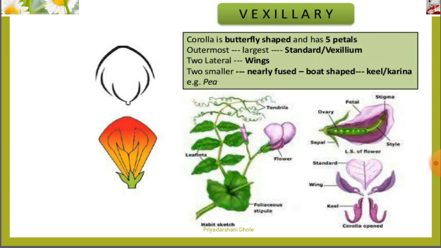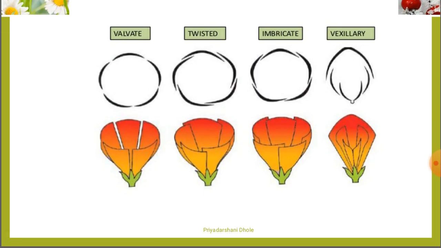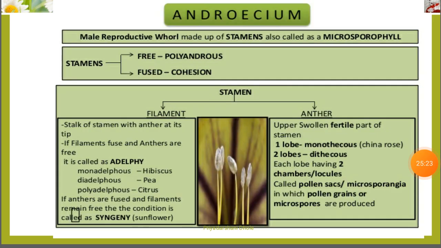5 petals are there. The outermost is the largest one, which is called the standard or vexillum. Two lateral ones are called wings, and two smaller, nearly fused ones, which are boat shaped, are called the keel or carina. Example is pea. This is the vexillary type of aestivation. Now these are the aestivations we have already seen: valvate, twisted, imbricate, and vexillary.